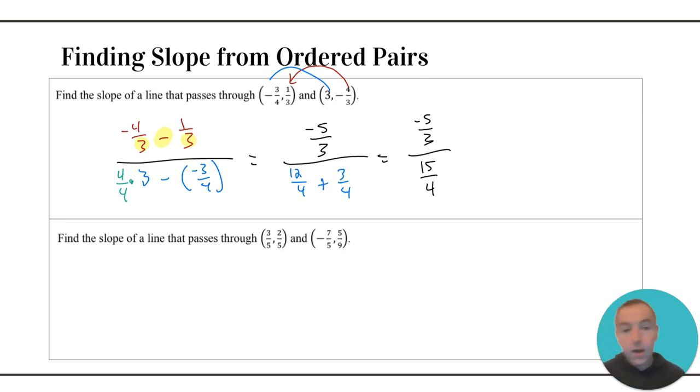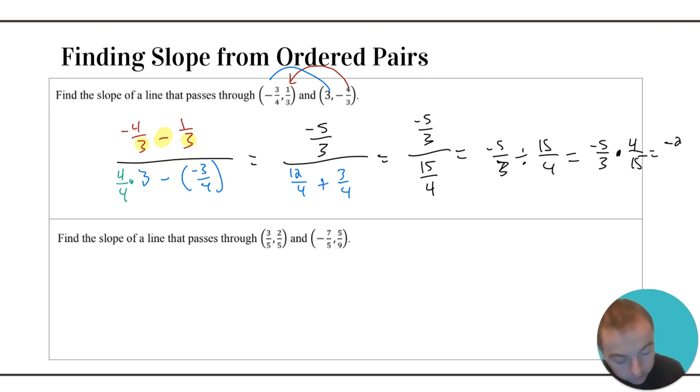Okay? This is not considered simplified because we have two separate fractions within a fraction itself, and we don't ever allow fractions to be left in fractions. So whenever we are doing a fraction divided by a fraction, we know that is equivalent to multiplying by a reciprocal. So this would be the same thing as taking -5/3 and multiplying it by 4/15. Then we'd multiply across via multiplication of fractions and get -20/45.